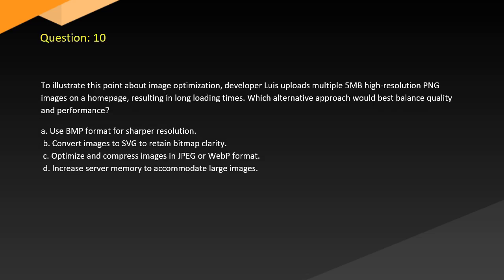Question 10. To illustrate this point about image optimization, developer Lewis uploads multiple 5 megabyte high-resolution PNG images on a homepage, resulting in long loading times. Which alternative approach would best balance quality and performance? A. Use BMP format for sharper resolution. B. Convert images to SVG to retain bitmap clarity. C. Optimize and compress images in JPEG or WebP format. D. Increase server memory to accommodate large images.